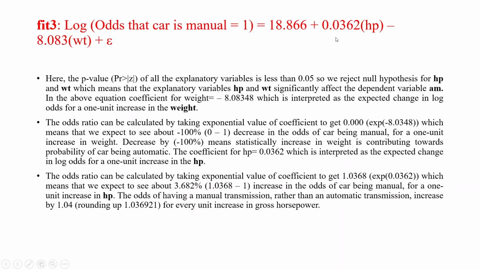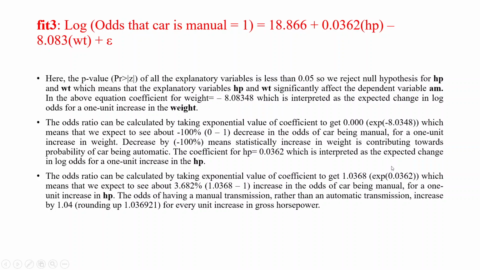So I am having 0.0362 for HP and minus 8.083 for weight. We have already discussed the weight: if it is negative, it is definitely going to contribute towards the car being automatic. Because it is negative, the contribution goes towards automatic. It means that the more the car weight, the more likely it is automatic.